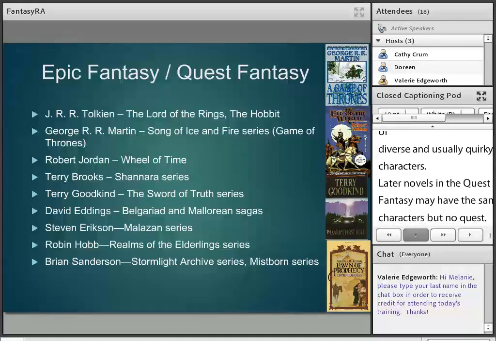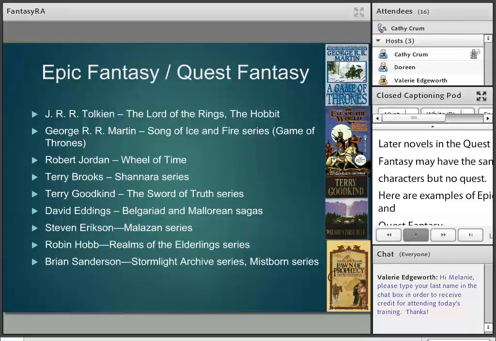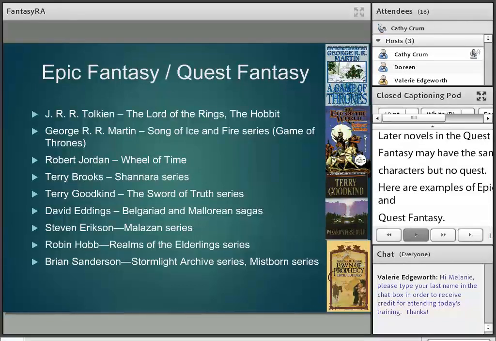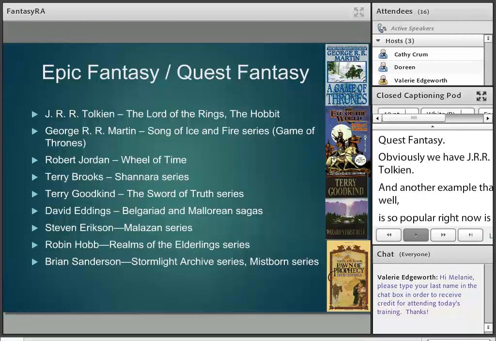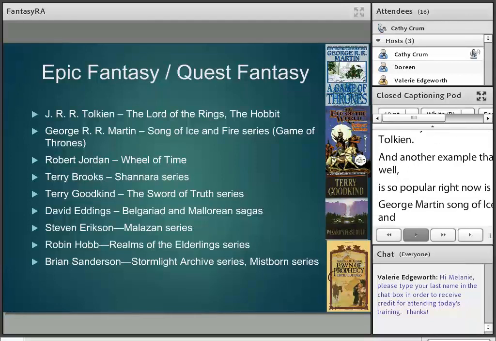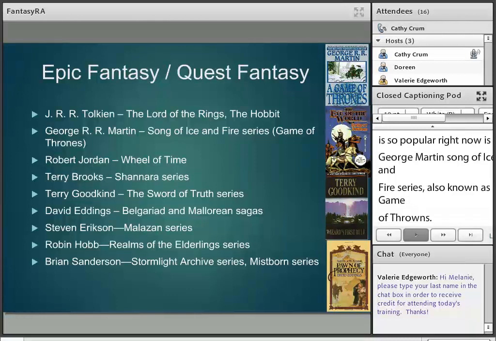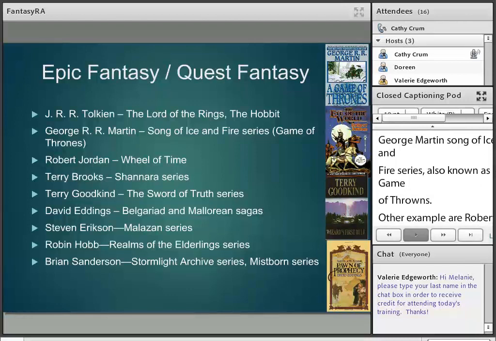Okay, here are some examples of epic and quest fantasy. Obviously, we have Tolkien's The Hobbit and The Lord of the Rings. Another example that is so popular right now is George R.R. Martin's Song of Ice and Fire series, also known as Game of Thrones. A few more classic examples of epic fantasy are Robert Jordan's Wheel of Time, Terry Brooks' Shannara series, and Terry Goodkind's Sword of Truth series.